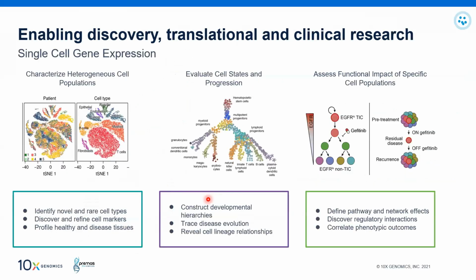Now, where is the real application if you want to see discovery, translational, and clinical research? This is data of a cancer sample, a lung cancer sample, where you can see there is 1, 2, 3, and 4. These are 4 different types of sample there. So you can see the yellow one in the category, a different color. So that means they have some differences in the cell types.